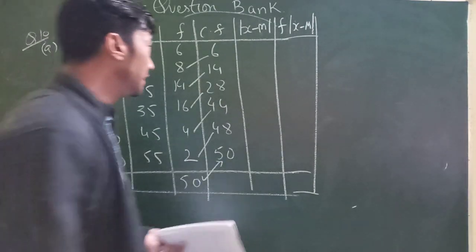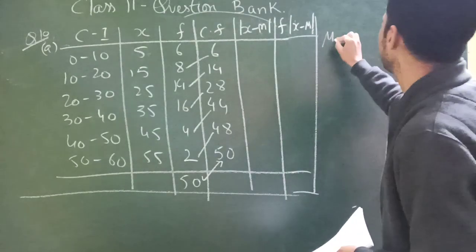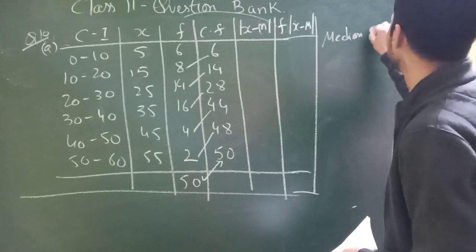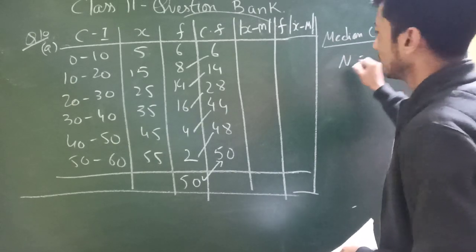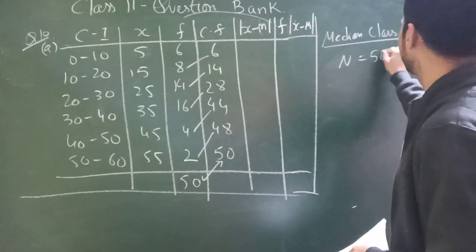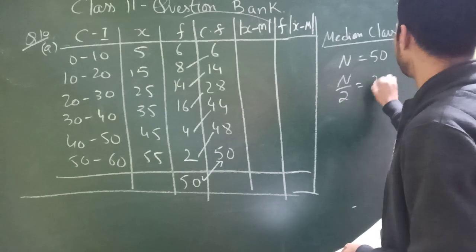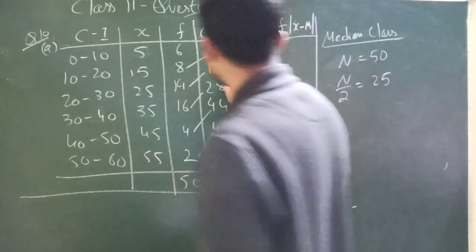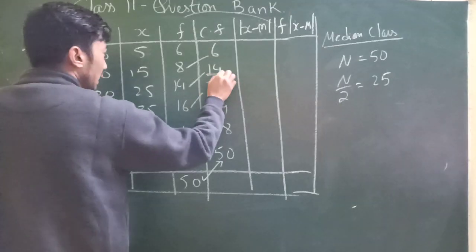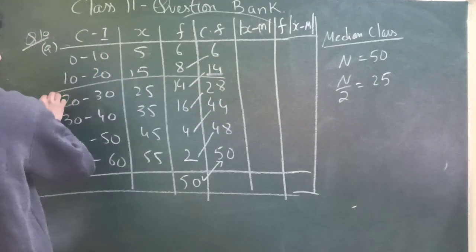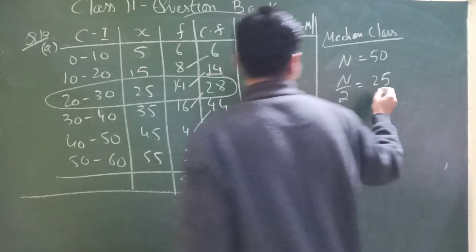Alright, so let's find out the median. If you remember, we first have to find the median class. How do we find the median class? We find the value of n, that is 50. I'm going to do this quickly. n by 2 is 25. So 25 of course falls here, because after 14 from the cumulative frequency, it goes till 28. So the median class is this.